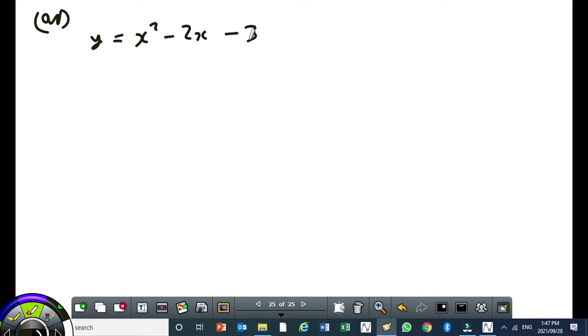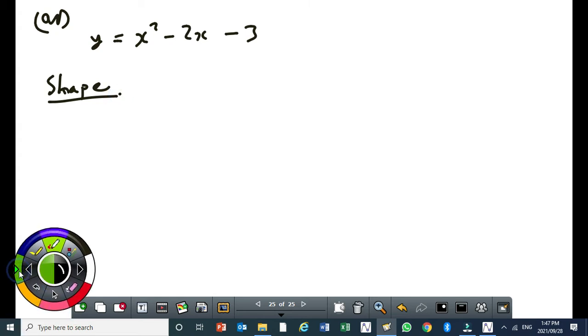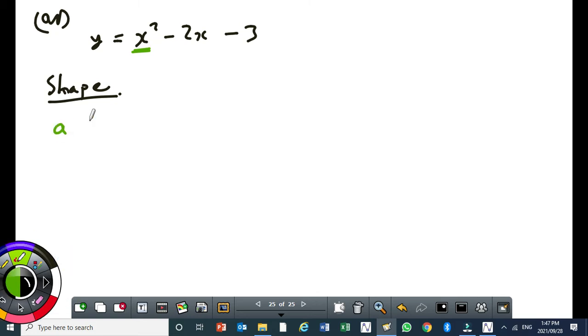Minus 3. Alright, so first thing, let's determine the shape of the graph. The coefficient of x squared is 1. Therefore, the value of a is greater than 0. So the graph is happy, so it will look like that. The graph is happy because the coefficient of x squared is a positive 1. So that's the shape.